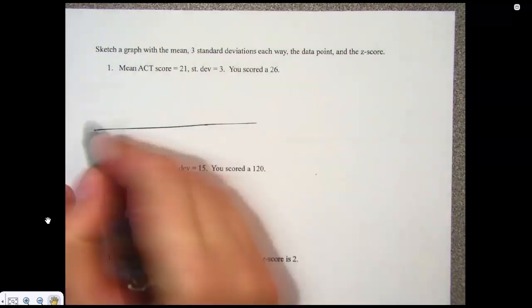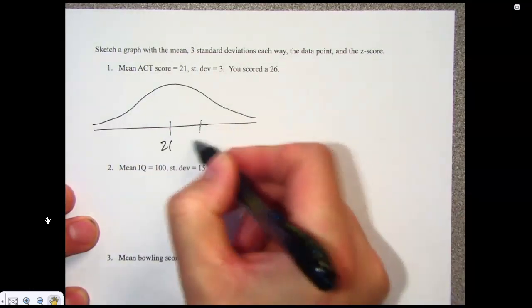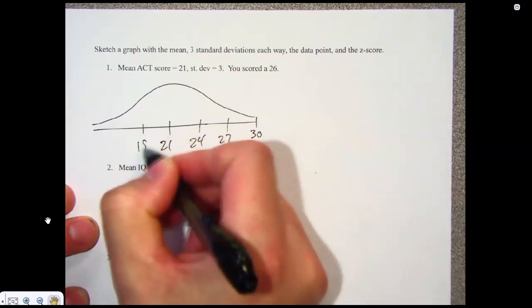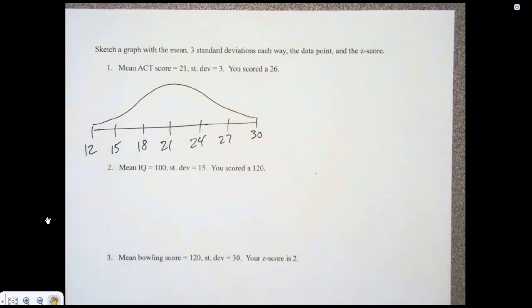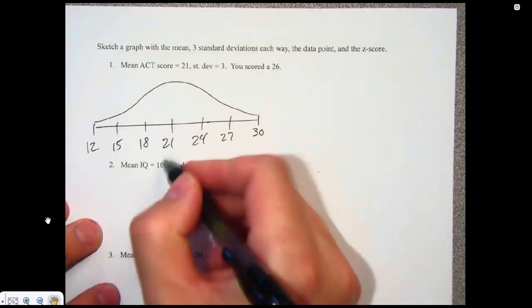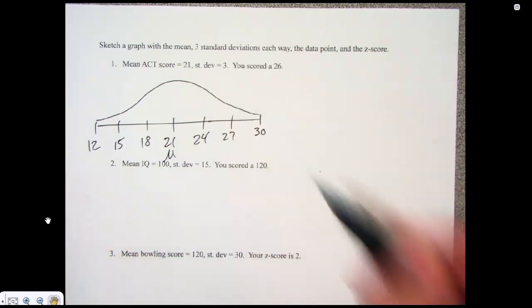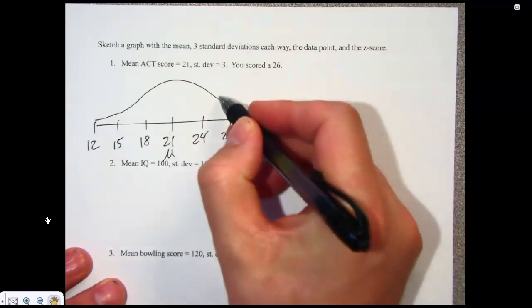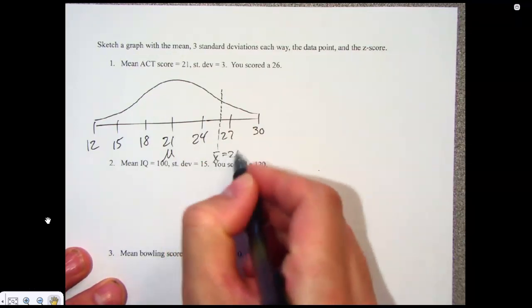So the mean ACT score is 21. Standard deviation is 3. So I'm going to go 24, 27, 30. And then the same thing in the other direction. So this is your mean. You scored a 26, so there's a specific way I want you to write this. It doesn't really matter now, but it matters next semester, basically. I want you to go right here to where the 26 is, and down here, write X bar equals 26.